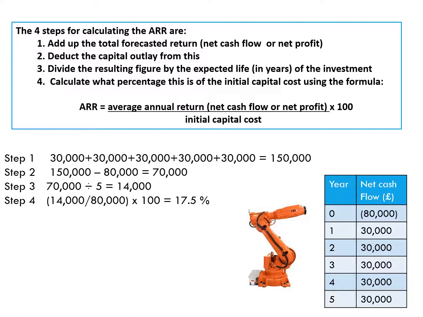Divide that by the initial capital cost, and we get an ARR, average accounting rate of return, for this investment of 17.5%. So what we're saying is, on a net basis, on average, this robot will pay back 17.5% of what it cost us to do for every year of its life.